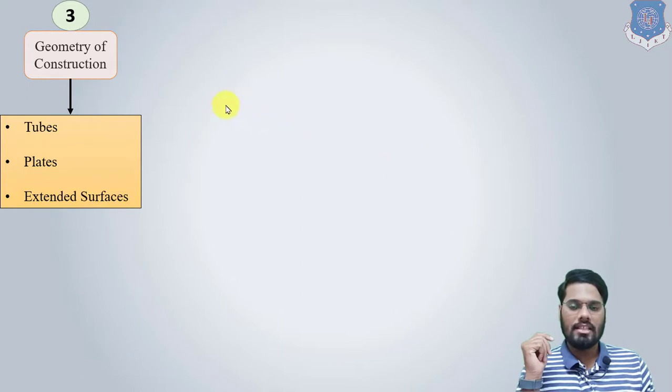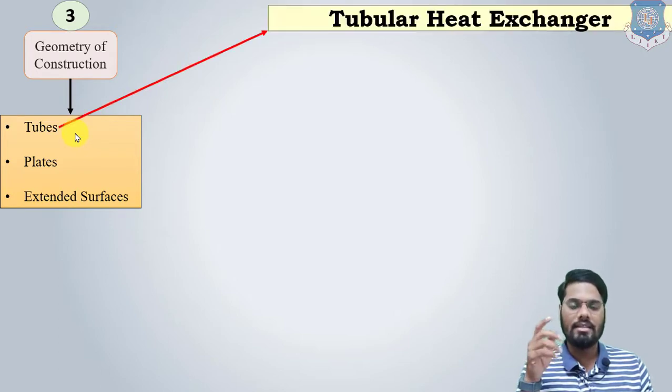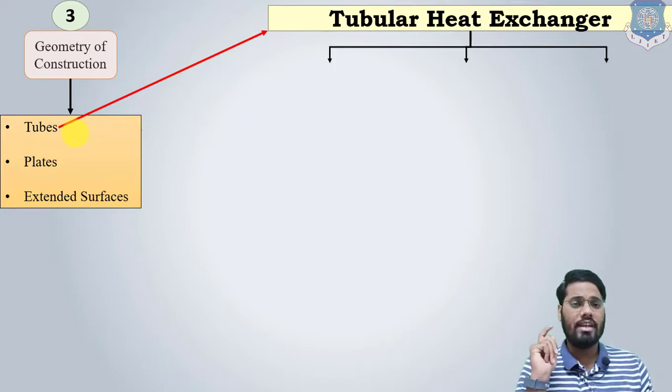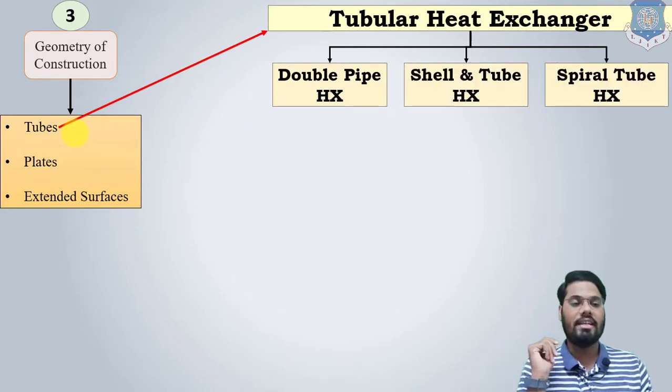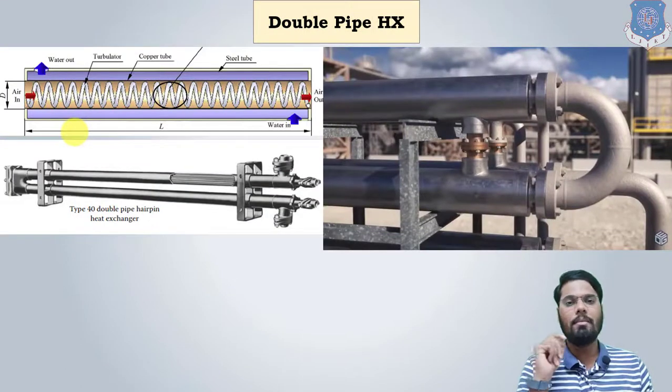Next, classification according to the geometry, in which there are three subclassifications. First is according to tubes, second is plate, and third one is extended surfaces. In tube, which is known as the tubular heat exchanger, we can classify it further into double pipe heat exchanger, shell and tube heat exchanger, and spiral tube heat exchanger.